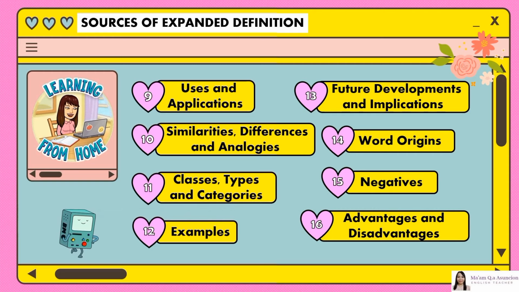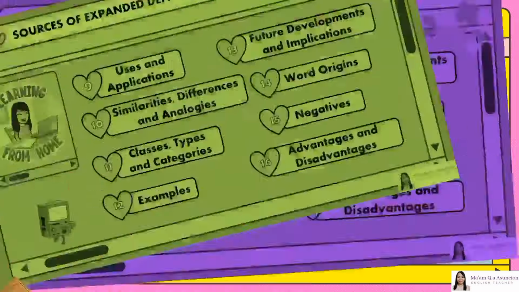Number 10, similarities, differences, and analogies. Number 11, classes, types, and categories. Number 12, examples. Number 13, future developments and implications. Number 14, word origins. Number 15, negatives. And number 16, advantages and disadvantages.